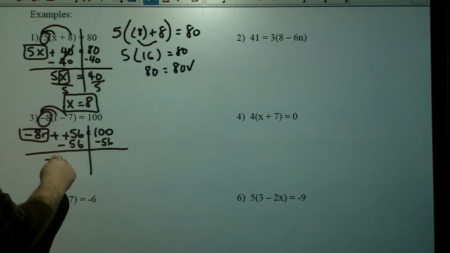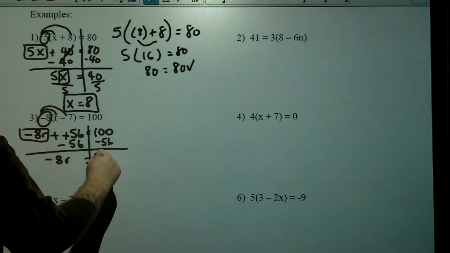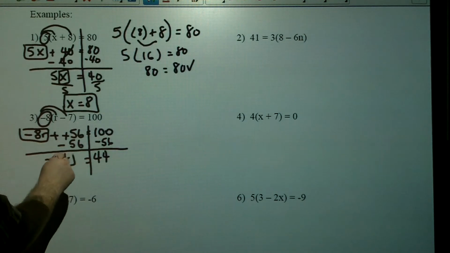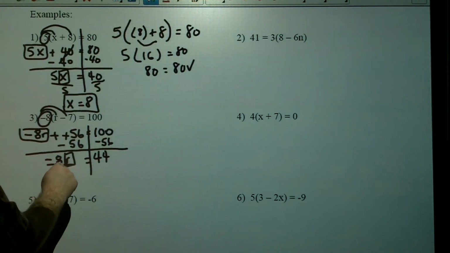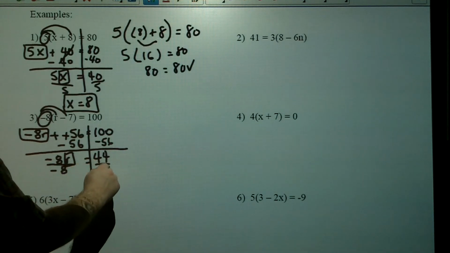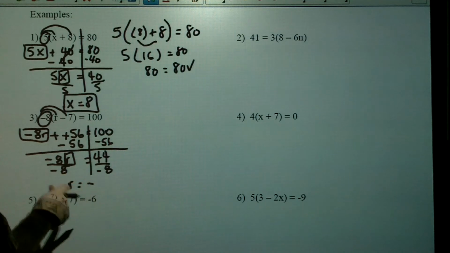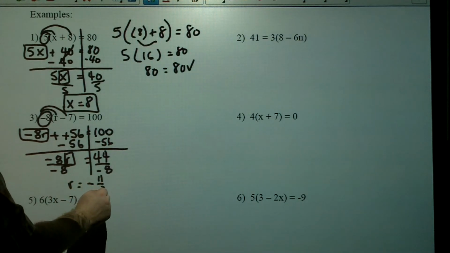So negative 8r equals 44. I need the r by itself. So I divide by negative 8. So r equals, and I'm going to leave this as an improper fraction, I'm just going to reduce it, negative 11 over 2.